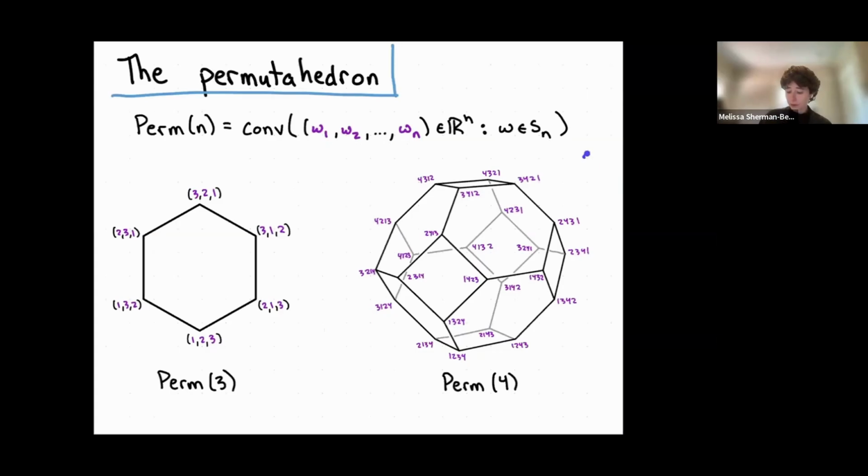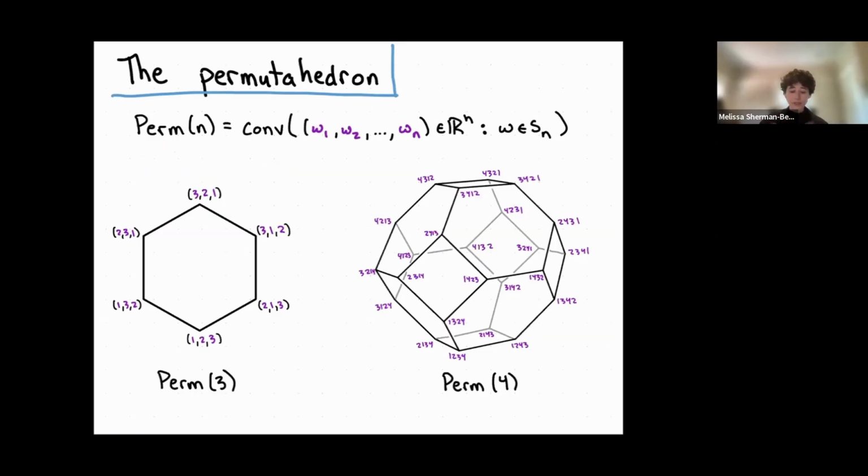Here's Perm 4. I've just drawn the permutations, but you should be thinking of these as vectors in R^4. Again, they all live in some hyperplane, so it's actually a three-dimensional picture, and that's what I've drawn. For later, it may also be useful to think about this as Perm of (1, ..., n). I've taken the vector 1 through n, permuted the coordinates in all possible ways, and taken the convex hull.